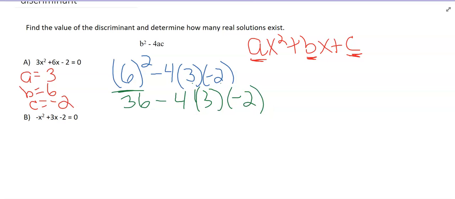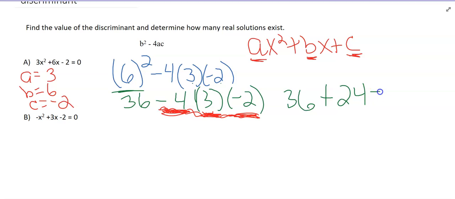Then comes multiplication and division left to right. So my next step after I square is to take care of this multiplication. So I get 36, and then looking at this as negative 4 times 3 times negative 2. That gives me two negative values and a third number that happens to be positive. So negative 4 times 3 is negative 12 times negative 2 becomes a positive 24.